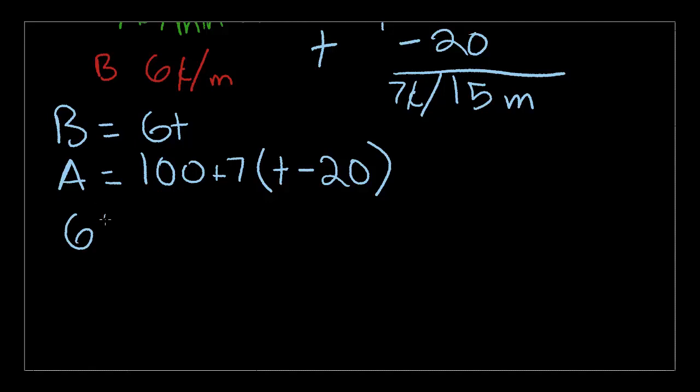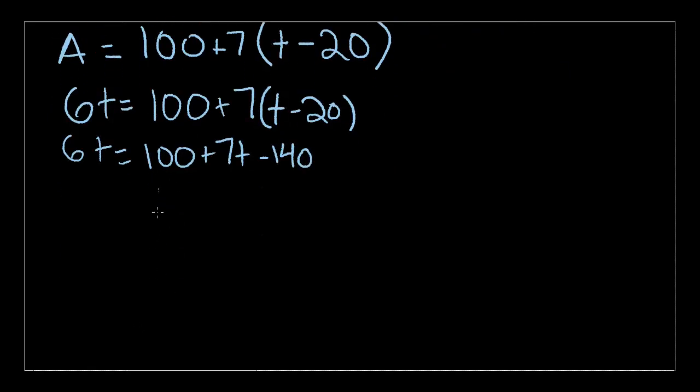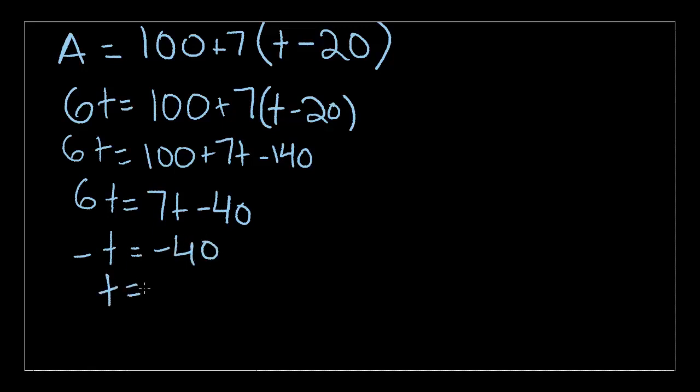So 6t is equal to 100 plus 7 times t minus 20. And then let's distribute that. 6t is equal to 100 plus 7t minus 140. Then you simplify. 6t is equal to 7t minus 40. And finally you get minus t is equal to minus 40. And therefore t is also equal to 40.